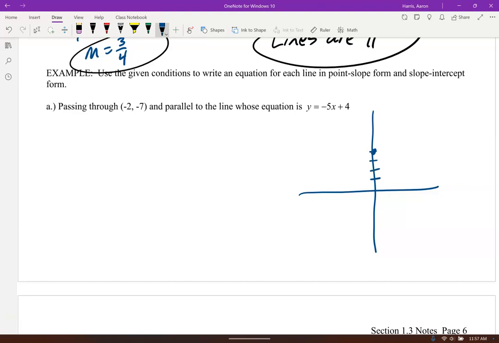Y-intercept of 4, and the slope is negative 5 over 1. So down 5, right 1 from there. Down 5, right 1. So here's y equals negative 5x plus 4.